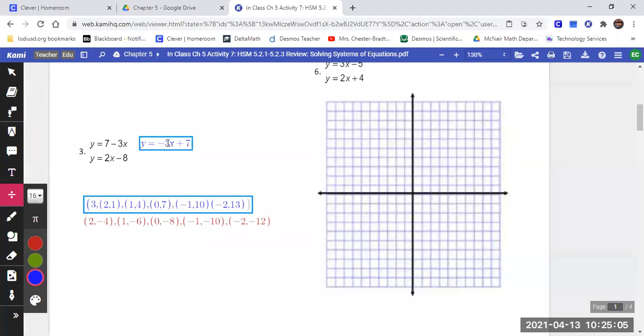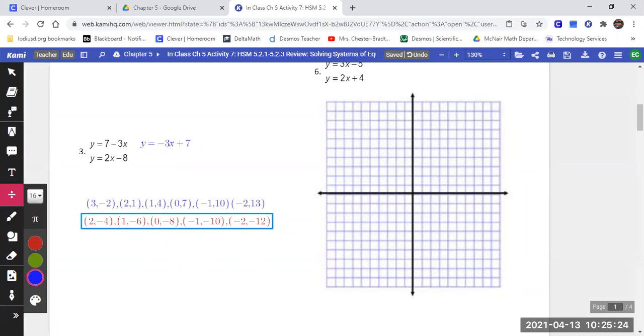It says subtract 3 from the y each time. So 3 comma what? Negative 2, because 1 minus 3 is negative 2. Okay. This one says add 2 to the y each time. So 3 comma what?